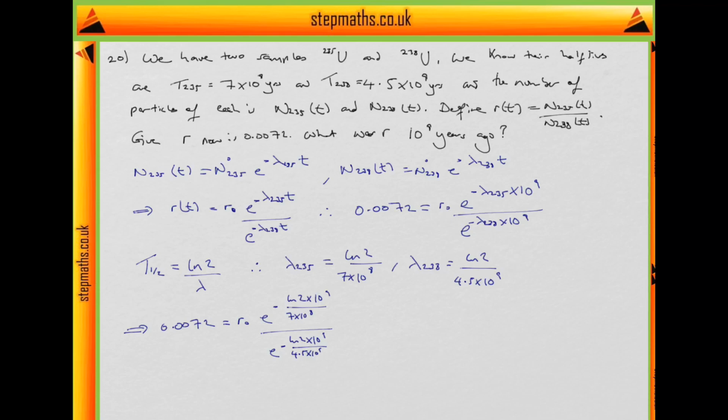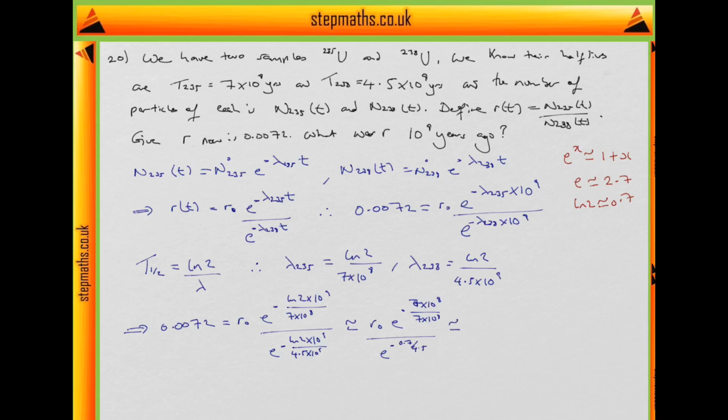We're told in the question, let's write this down here, that we can approximate for small x, e to the x is approximately equal to 1 plus x, e is approximately equal to 2.7, and that ln 2 is approximately equal to 0.7. So let's use those. This is therefore approximately equal to r0 e to the minus, well, ln 2 goes to 0.7, so 0.7 times 10 to the 9, which is 7 times 10 to the 8, over 7 times 10 to the 8, divided by e to the minus, well, ln 2 goes to 0.7, and the 10 to the 9's cancel, so 0.7 over 4.5.